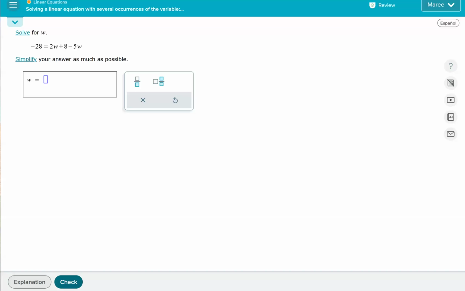This topic is titled Solving a Linear Equation with Several Occurrences of the Variables on the Same Side. To be a linear equation, that just means that there's one variable and it doesn't have an exponent on it. The exponent will just be 1. That means that it's linear. And then there's going to be more than one of those terms that have the variable in it, but they're going to give it to us all on the same side of the equal sign.